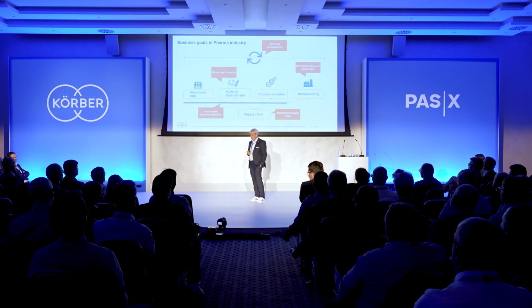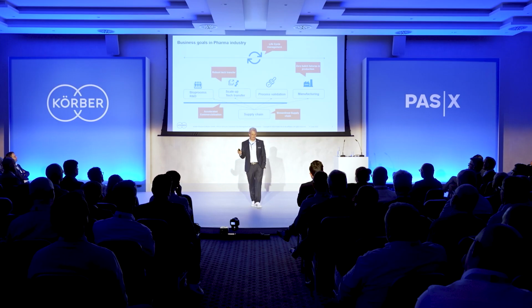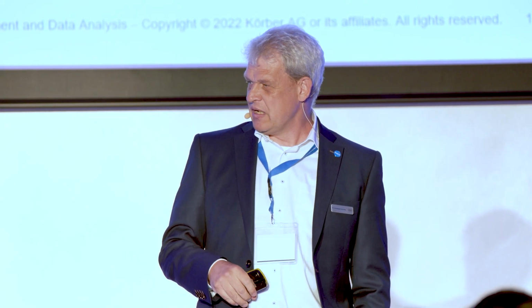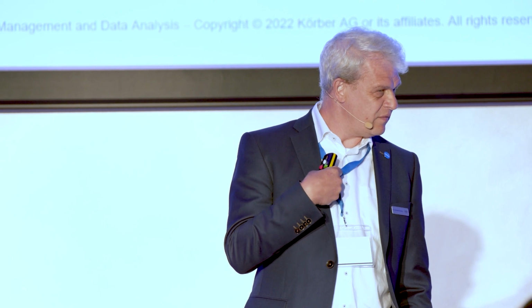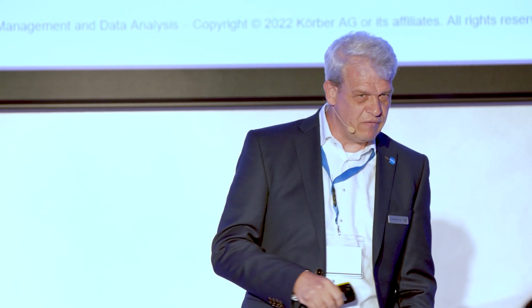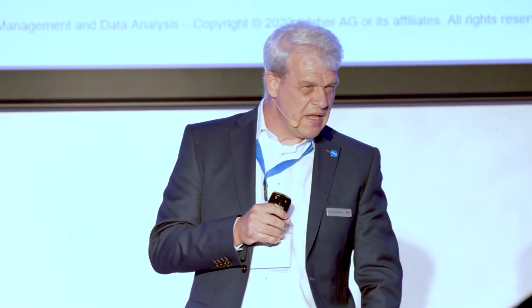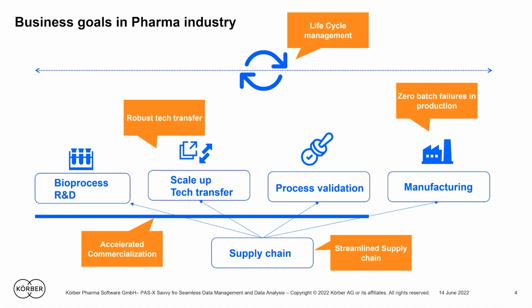There's only one goal, right? I mentioned here this goal, 0 batch failures in manufacturing, because I think we are coming more from the manufacturing side. That's the reason why I start from there. But definitely there are other goals. It's about supply chain. I think I dropped that here because it's not my field. But let's say the life cycle of the product is my field. It's about the development part, accelerated commercialization, robust tech transfer, and last but not least, also when you think about ICH Q12, we are in a life cycle business. So we're not doing it once, we are doing that in iterations, all the time.